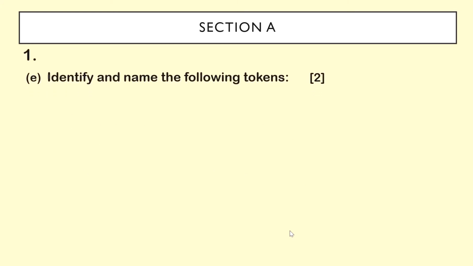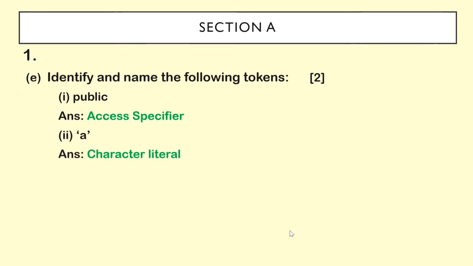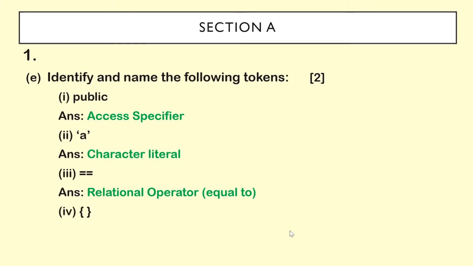Number E. Identify and name the following tokens. So you have to name them. Public. Now public is an access specifier. Second, since it is enclosed in a single quotation, it is a character literal. Double equal to, so it is a relational operator which is generally equal to. And these are the curly brackets which are basically called separator. They're used for creating blocks.